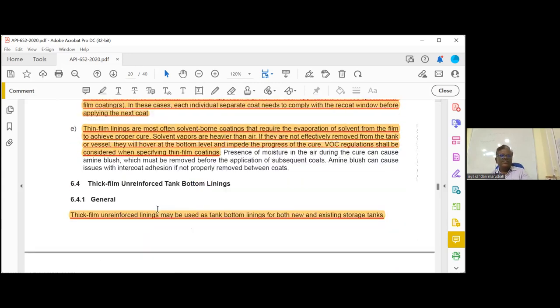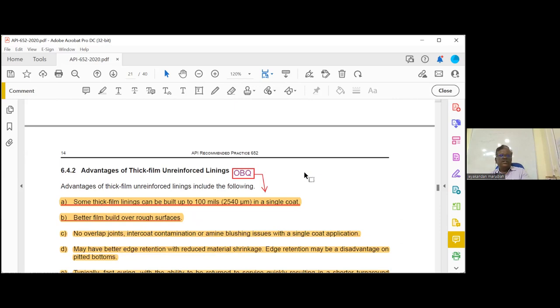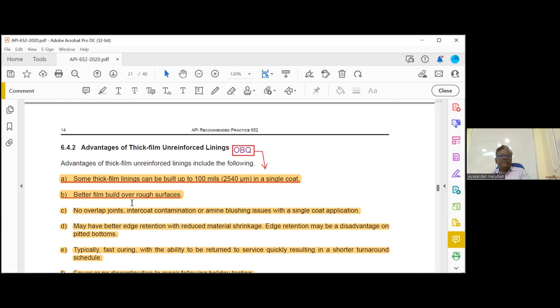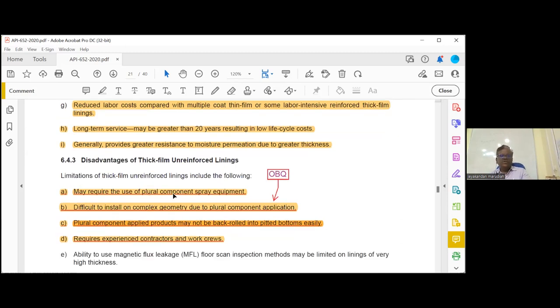These are not important. Then we'll go to the thick film unreinforced lining. Thick film unreinforced linings may be used at tank bottom for both new and existing. Highlight that line, 6.4.1. Then what is the advantage? Some thick film lining can be built up to 100 mils in a single coat. Thick film means multiple spray. Better film build over rough surface. Rough surface also we can use it. But a disadvantage: may require use of plural component, difficult to install on complex geometry due to plural component application. That is important. Open question.